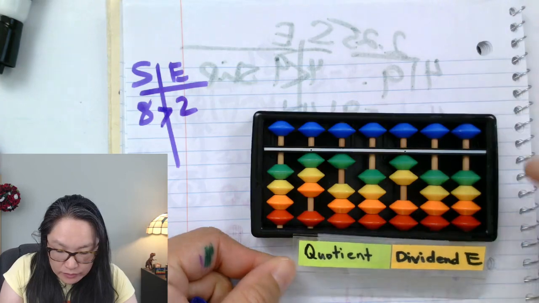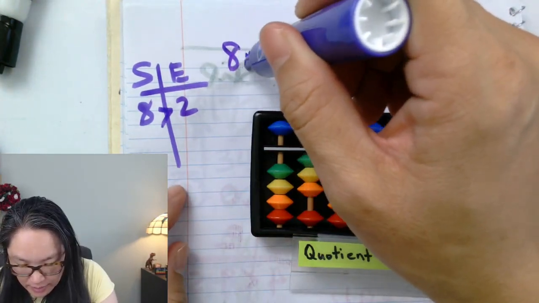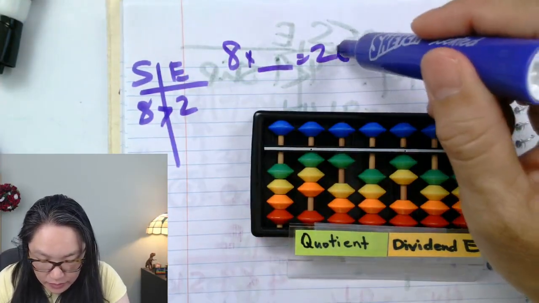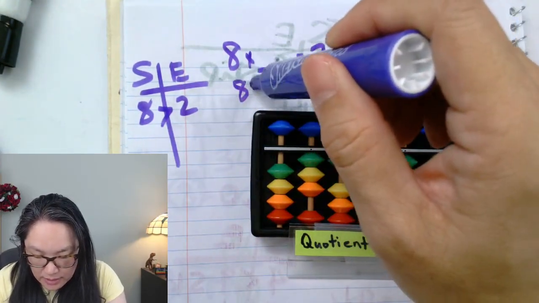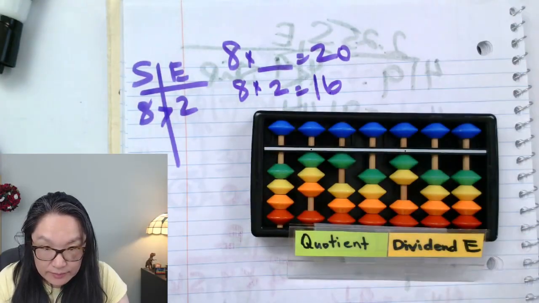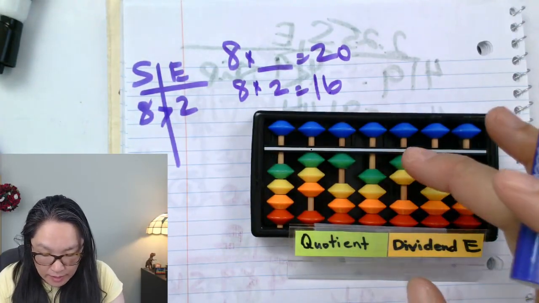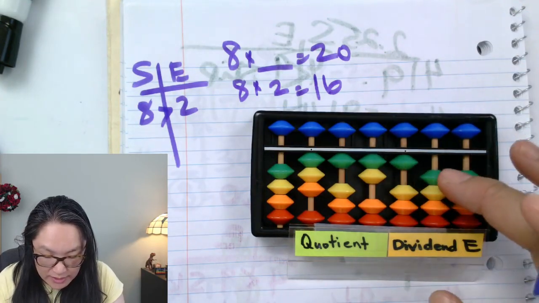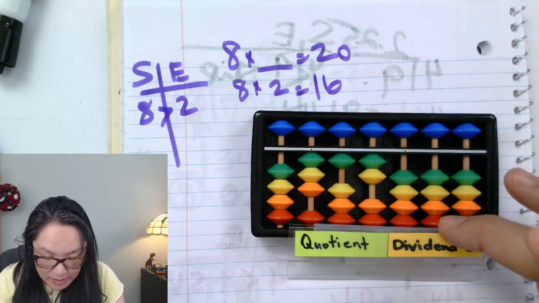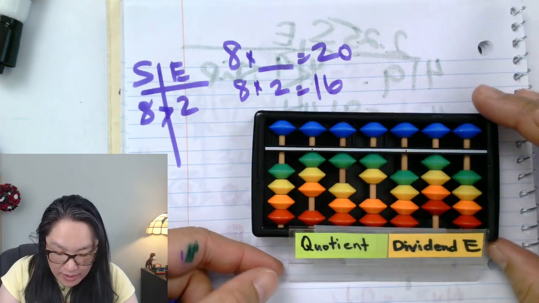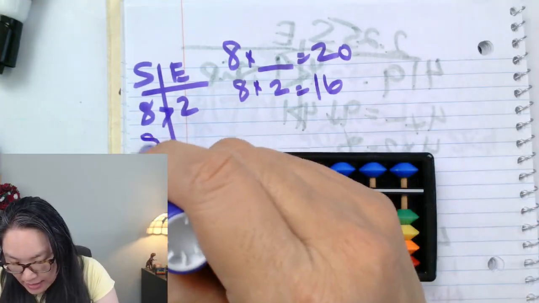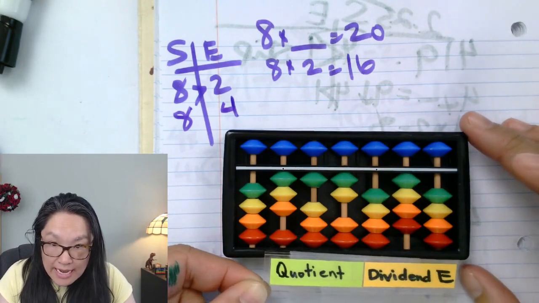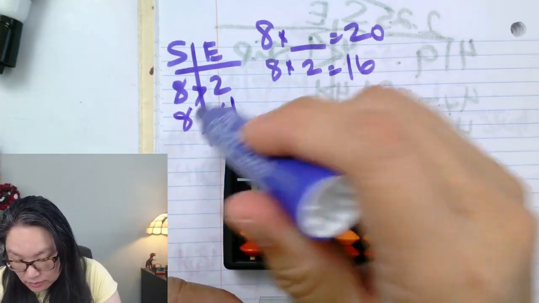So what are we going to do? 8 times what is equal to 2? No, 8 times what is equal to 20? 8 times 2 is equal to 16. I add my 2, I take away 16. Take away 1, take away 6. To take away 6 is minus the 10 plus the 4. So now my next question is what? 8 or 4? 8 is bigger.